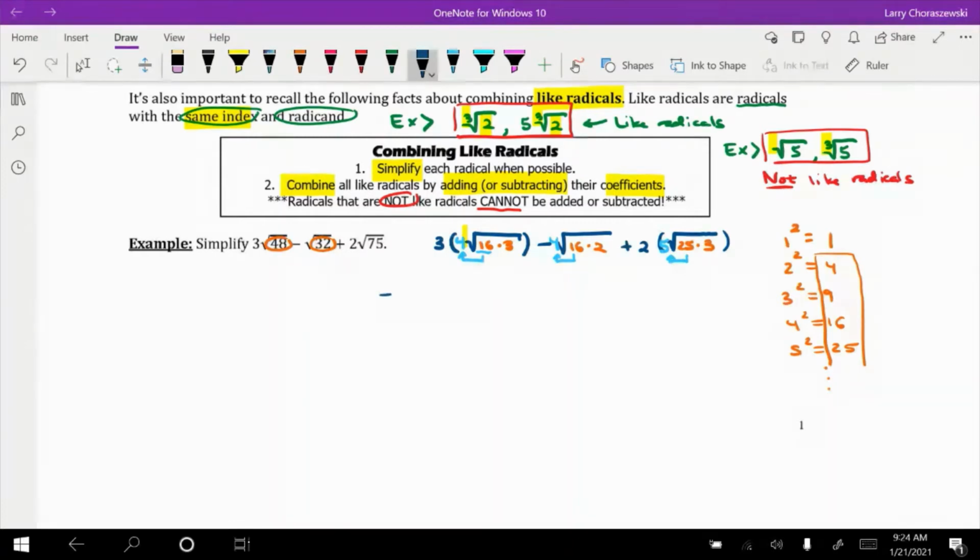So here's what all this turns into. It's going to be 3 times 4, and since the 3 doesn't break down, it's going to stay inside the square root, minus 4 square root of 2 for similar reasons, plus 2 times 5 square roots of 3.